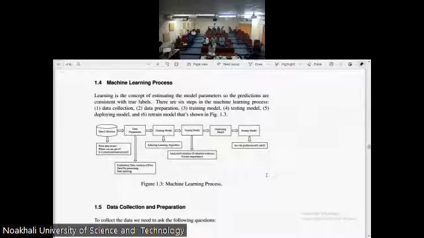Machine learning is broadly classified into several types of learning problems. Among them, supervised learning is very common, where we have classification and regression problems.